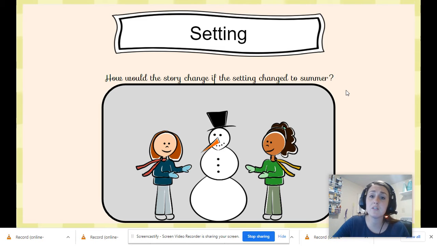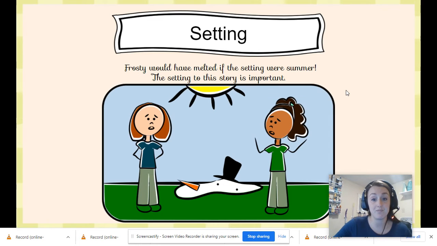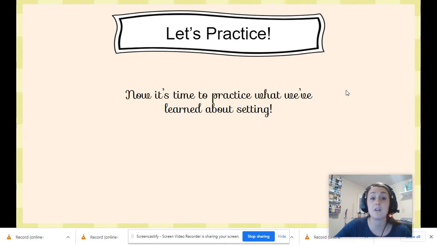How do you think the story would change if it were in the summertime? Now, I could probably think of one way the story would change. Frosty would probably melt and he would not be around as long, right? That would definitely change the problem of our story and then also the outcome. Yep, there we go. Frosty would melt if it was summertime, and that definitely changes the outcome of our story.